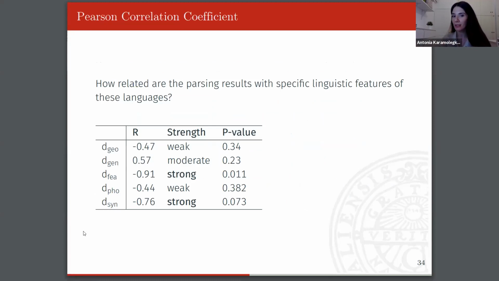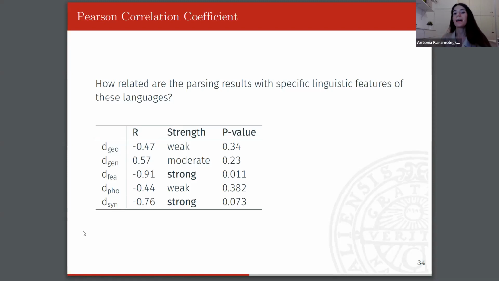Based on these vectors, we use the Pearson correlation coefficient to see how these linguistic distances correlate to the parsing results. And we also performed a significance test to examine whether the correlation is statistically significant. From our results, we can see that we have a strong correlation between the parsing results and the syntactic and featural distances of the languages, suggesting that Ancient Greek, based on the syntactic similarity vectors from the URIEL typological database at least, is significantly more closely related to Latin.